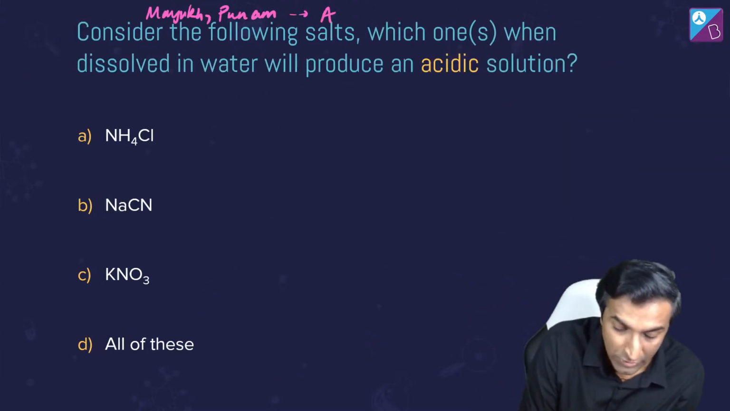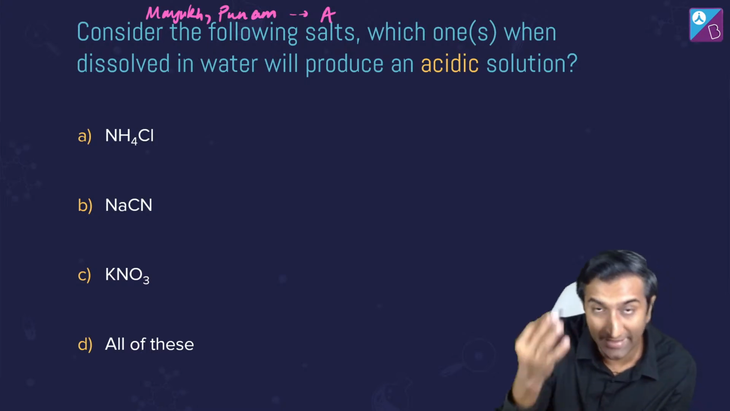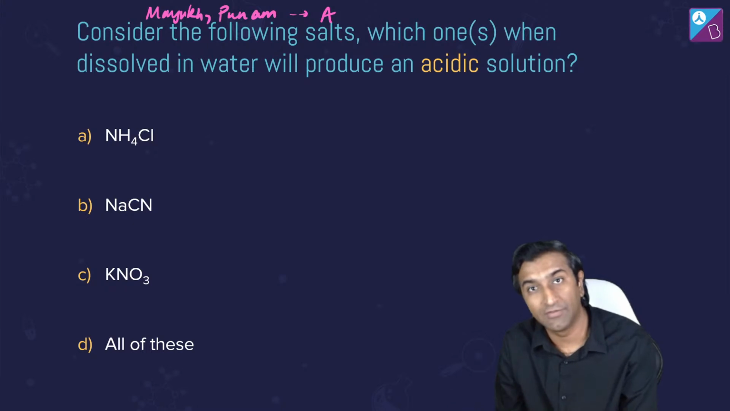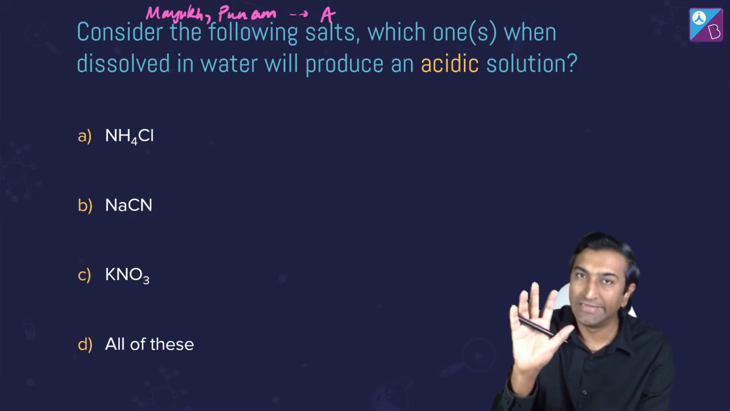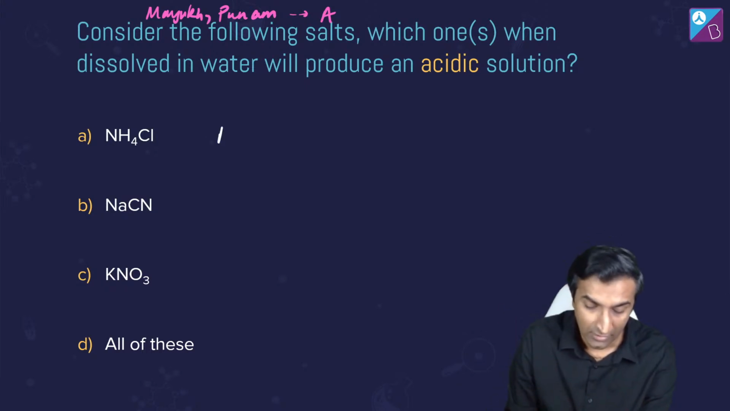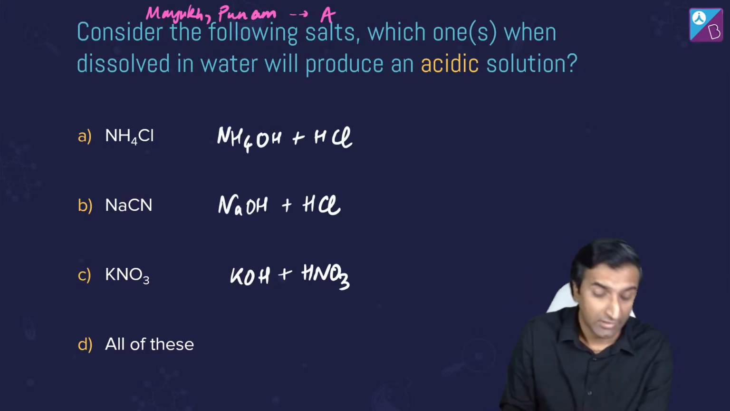Consider the following salts. Which one, when dissolved in water, will produce an acidic solution? Okay? So again salts are being talked about, again hydrolysis is being talked about, but this is more of an intuition thing. Okay? You have to identify what the parent acids and bases were. So I'll write everything in one go.